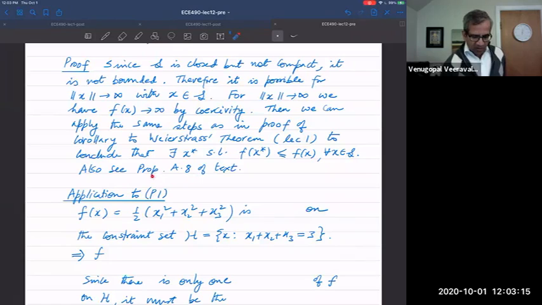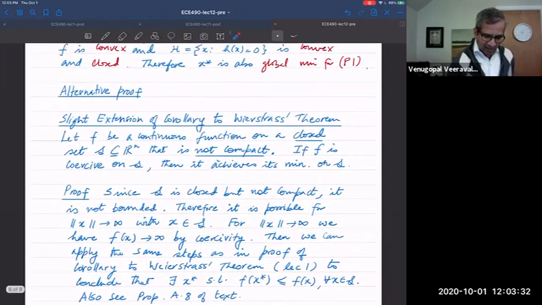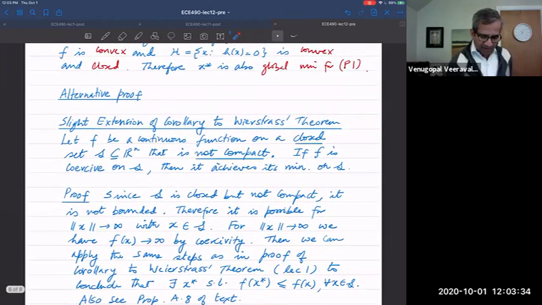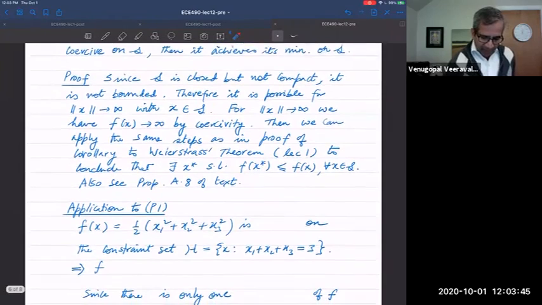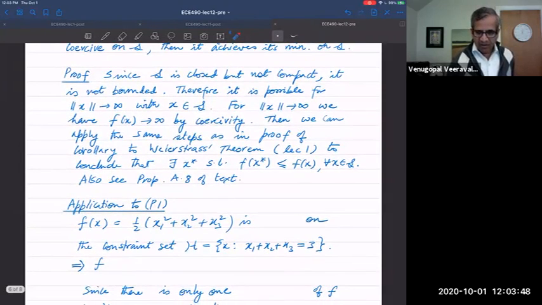If you want to see the steps of proof, you can also look at proposition 8.8 in the text, in the appendix. So we can apply this now. It doesn't have to be all of Rn, it could be any non-compact subset of Rn that's closed. And as long as f is coercive on that, it'll achieve its minimum. And we can apply that result here to conclude also.